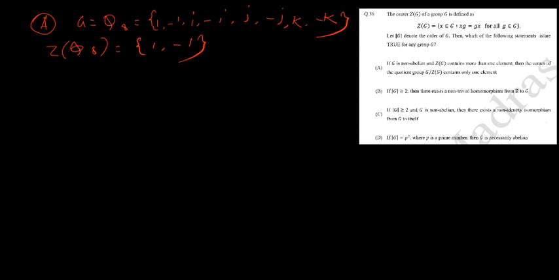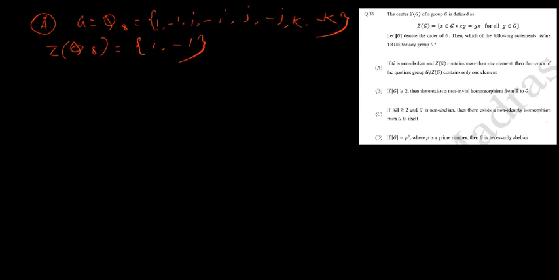Suppose G is Q8 and the elements in Q8 are 1, minus 1, I, minus I, J, minus J, K, minus K. The center of this group Q8 is 1 and minus 1. Only those elements commute with all other elements of this group, meaning all elements of Q8. So minus 1 and 1 are the only elements of ZQ8.